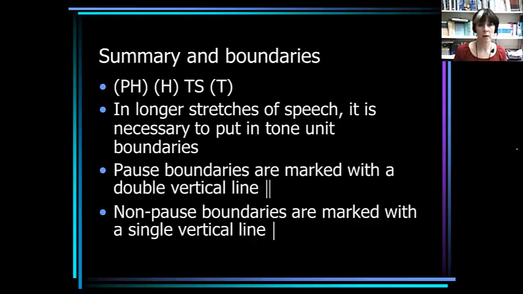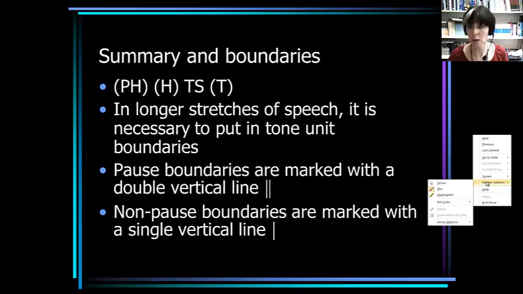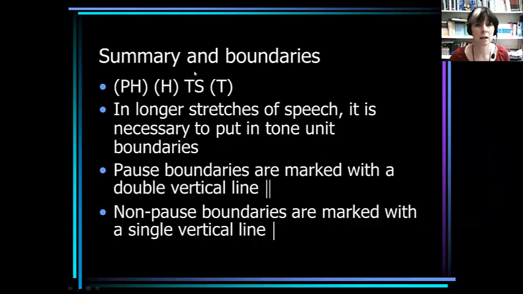So, summary, the tone unit consists of several different things. It consists of an obligatory tonic syllable, but it can also have a prehead, a head and a tail, and these are all in brackets because they are optional. So we must have a tonic syllable. We can have any one of these additional things as well, or any combination of them.